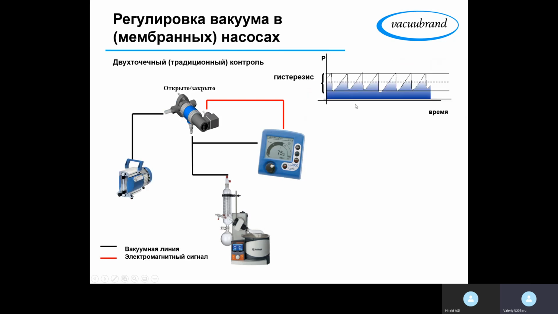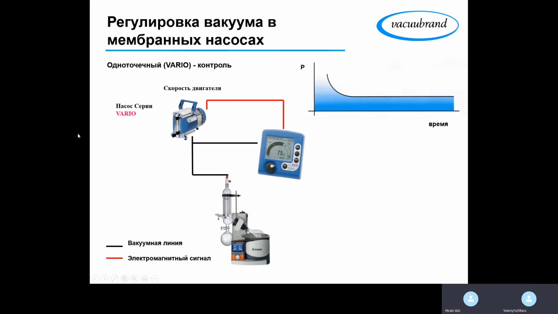Third advantage, that we will distill continuously at all times. Unlike here, where we have these times when we are not distilling, because the vacuum is higher than we need it. Oh, not the vacuum, the pressure is higher than we need it, right?